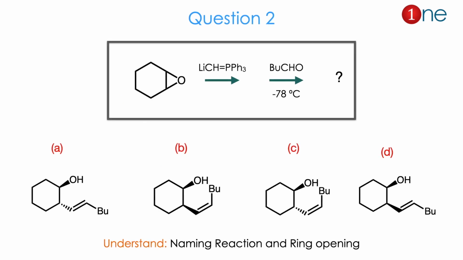Then the question number 2. The starting material is a 6-member ring with epoxide. The reagents are lithiated alkene with phosphine, and you are using the aldehyde in the next step at low temperature. Here they ask you to find the product.